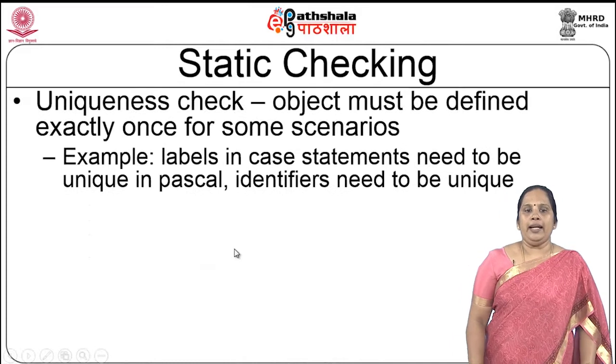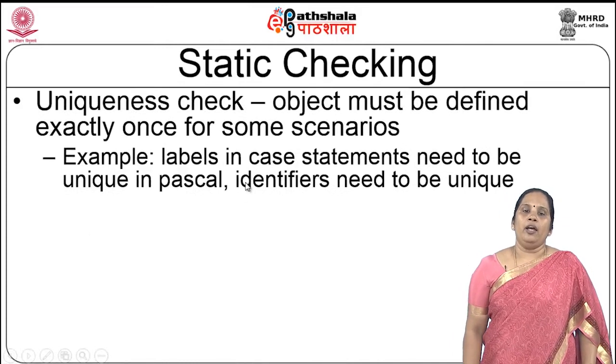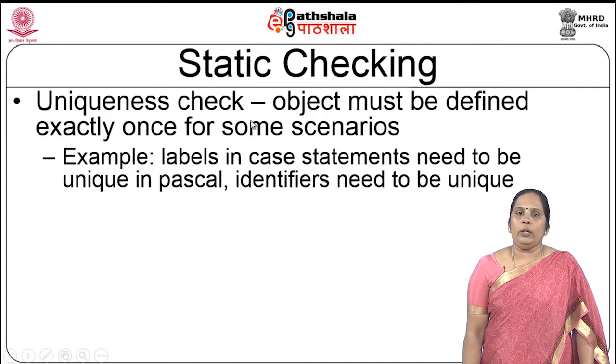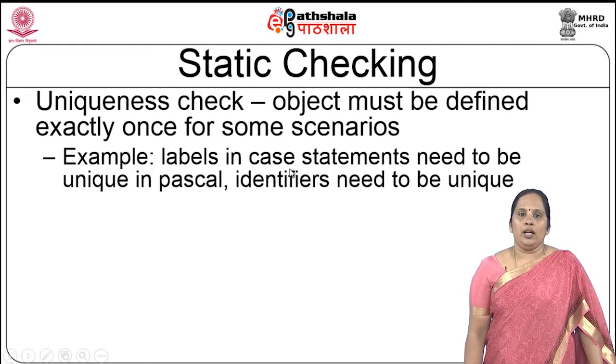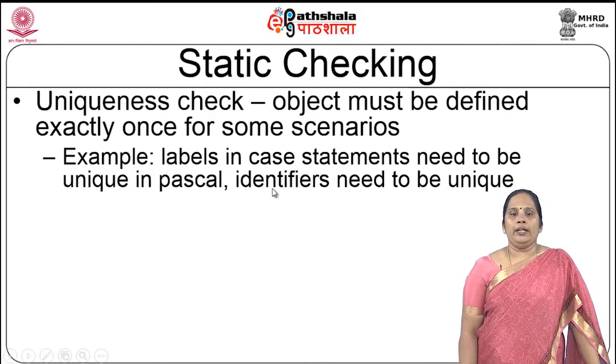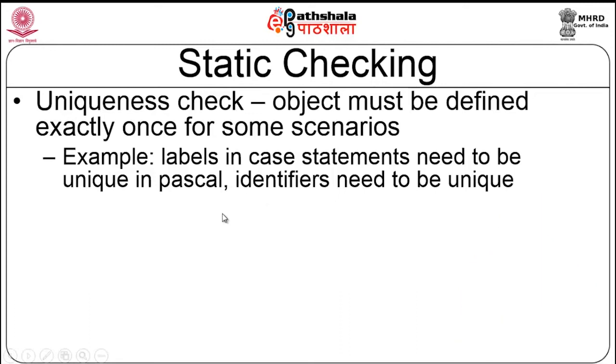The third static check is called the uniqueness check, where we compare whether an object is defined exactly once for some scenarios. For example, the labels in the case statement, as in the switch case in the C program and Pascal, etc. These statements should have unique labels, and the identifiers also need to be unique, in the sense that the variables declared should be unique. That is done in the uniqueness check.